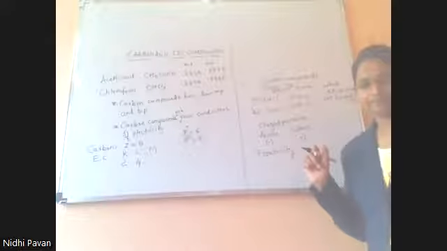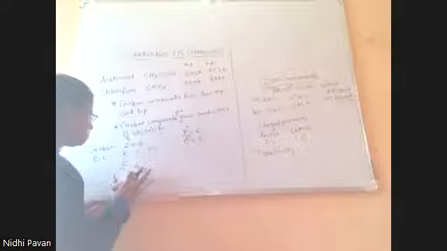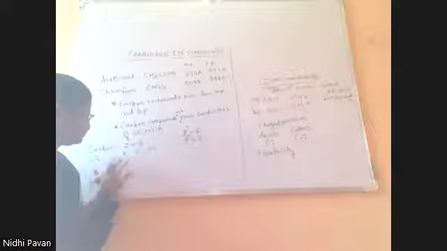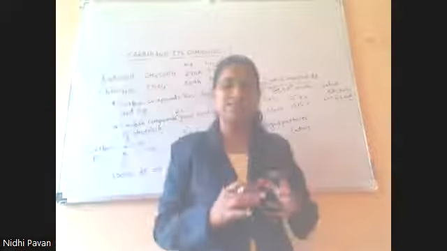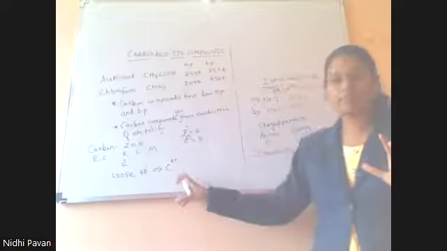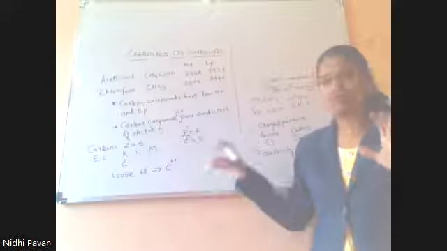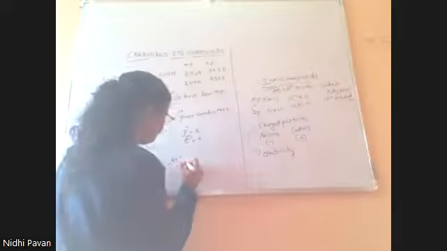Atomic number is 10. So if carbon wants to lose 4 electrons, it becomes C4+, right? Losing 4 electrons is not easy, guys. So what happens here? It needs an enormous amount of energy to lose 4 electrons.